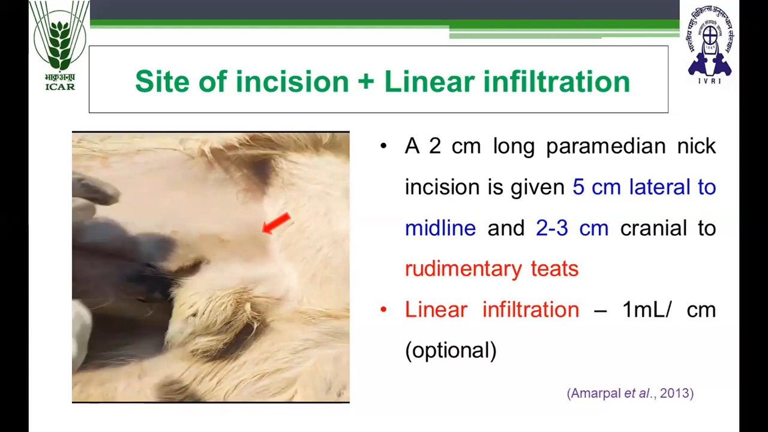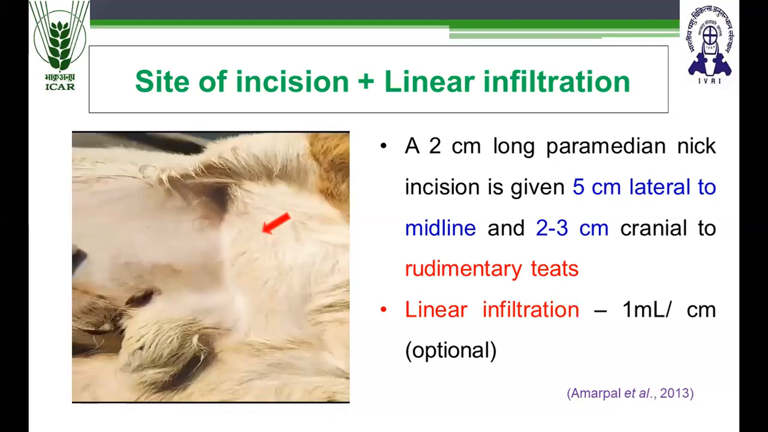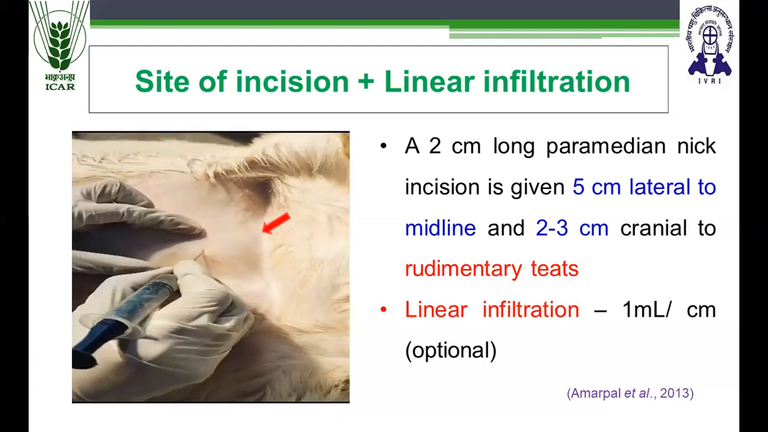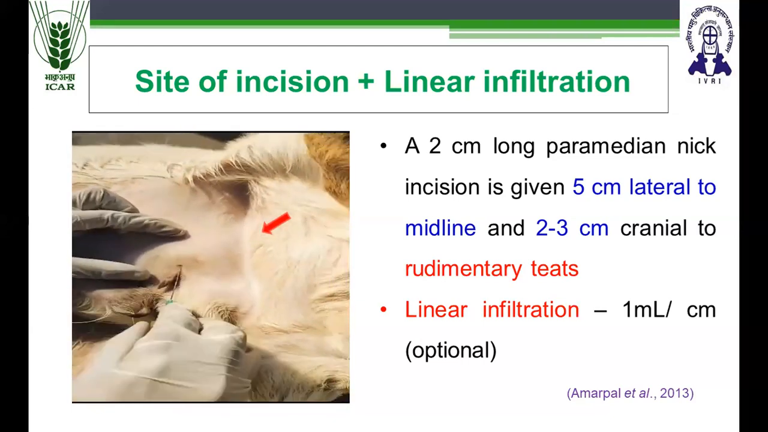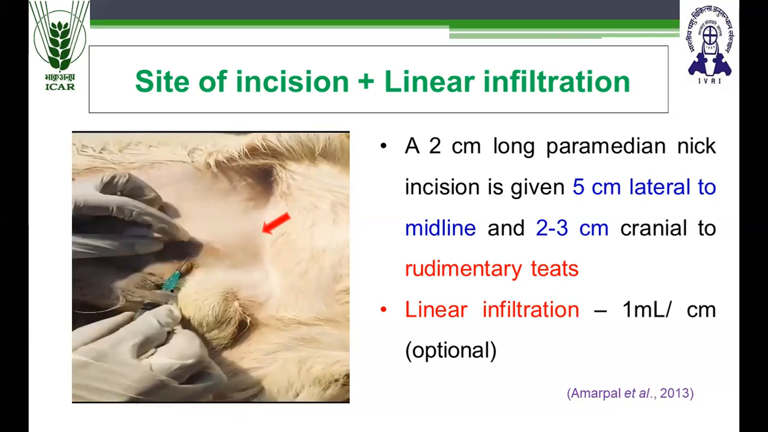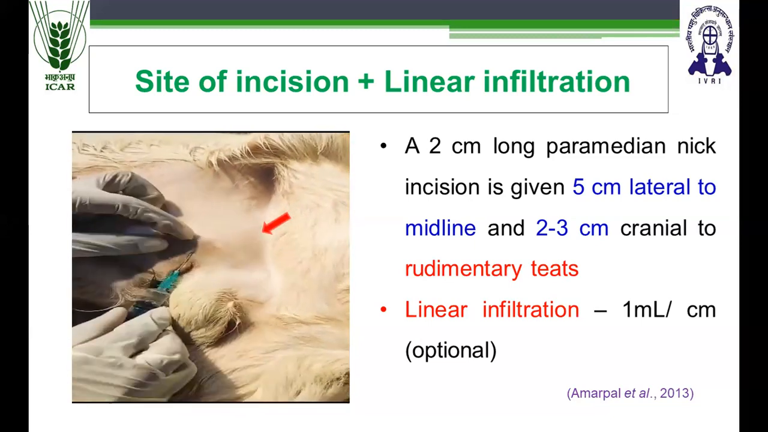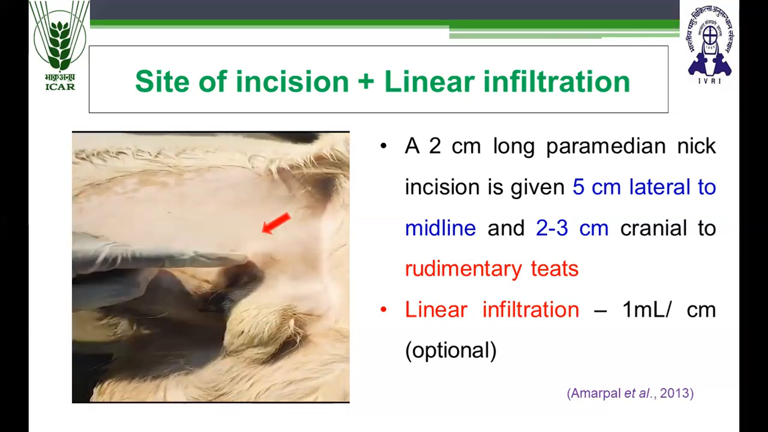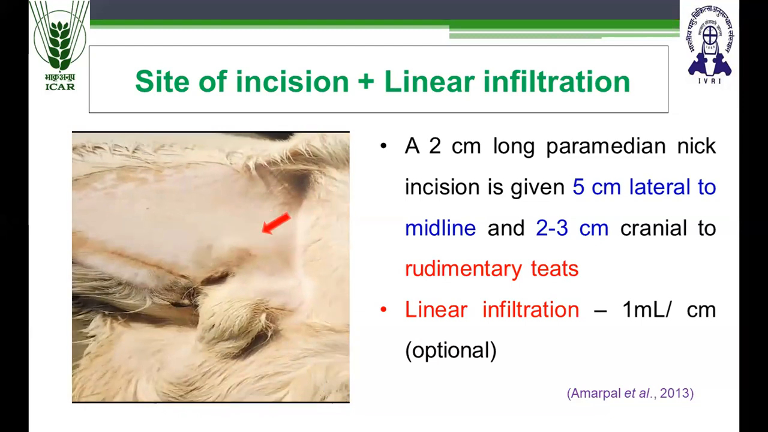In case we are not able to give lumbosacral epidural anesthesia, we can also go for local infiltration. Since the surgery will take only a few minutes, we can do it under local infiltration at a dose rate of 1 ml per centimeter. It is optional. If we have given epidural, we can do it through that. But especially in young animals, where we cannot get it, we can go for this method of anesthesia.